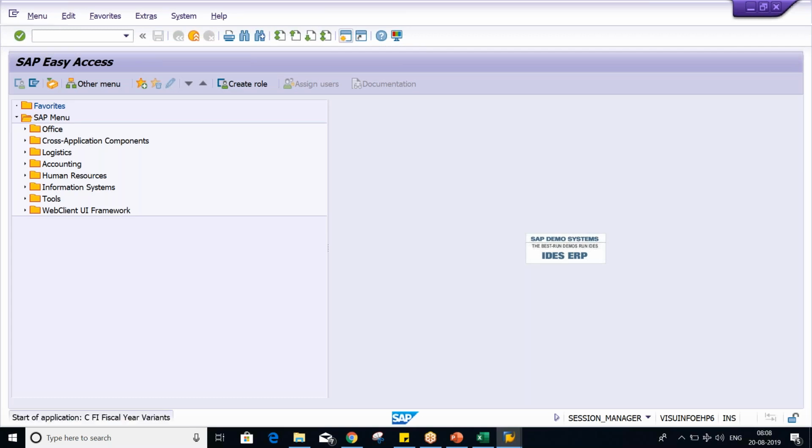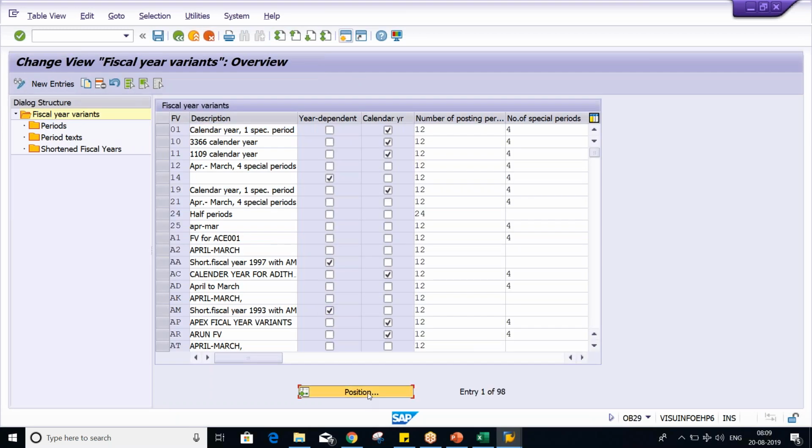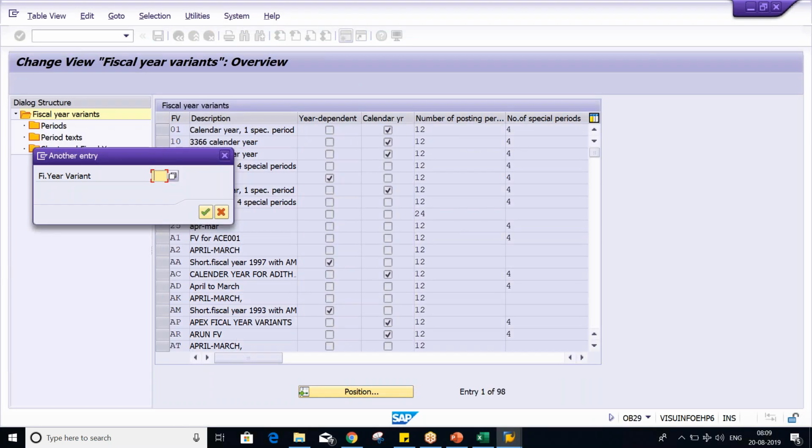OB29 for fiscal year variant. Yesterday I covered this topic, fiscal year variant. So come back to fiscal year variant, guys, and we'll have a look here. Just wait, it's taking some time. Okay, so our fiscal year variant is T2.